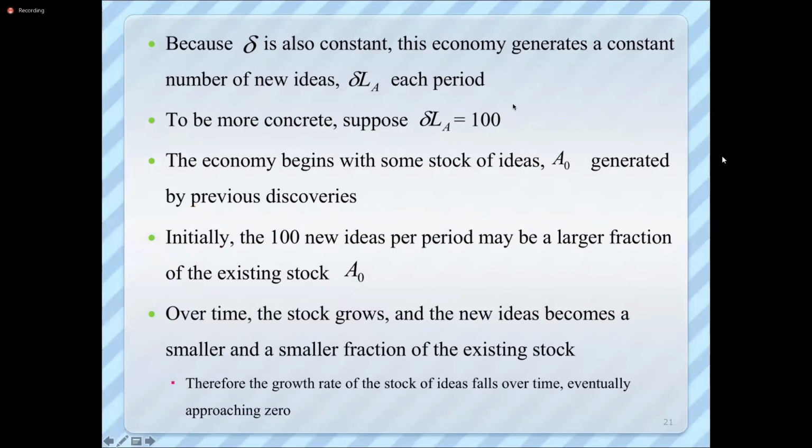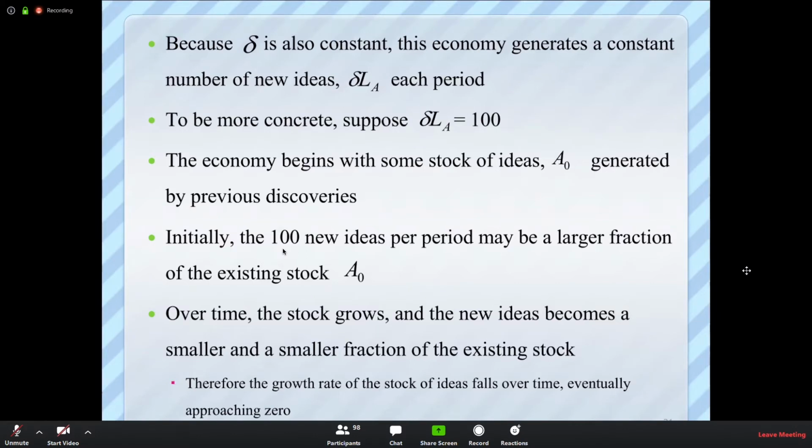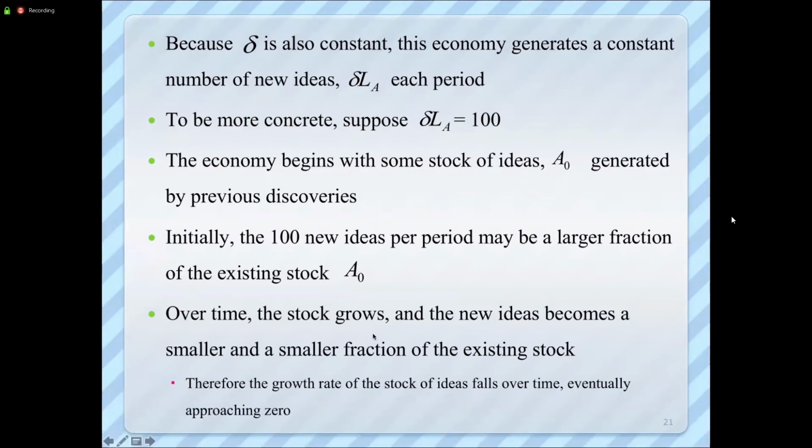So this year you have 100. Next year you have 100 over 200. The following year you have 100 over 300. Subsequently you have 100 over 400. So initially the 100 new ideas per period may be a larger fraction, right? Over time, the stock grows, and the new ideas become a smaller and smaller fraction of the existing stock. Therefore, the growth rate of the stock of ideas falls over time, eventually approaching 0. So this is assuming no duplication, with the productivity of research being independent. What happens if we have a constant number of researchers every year? We find that eventually it becomes 0.